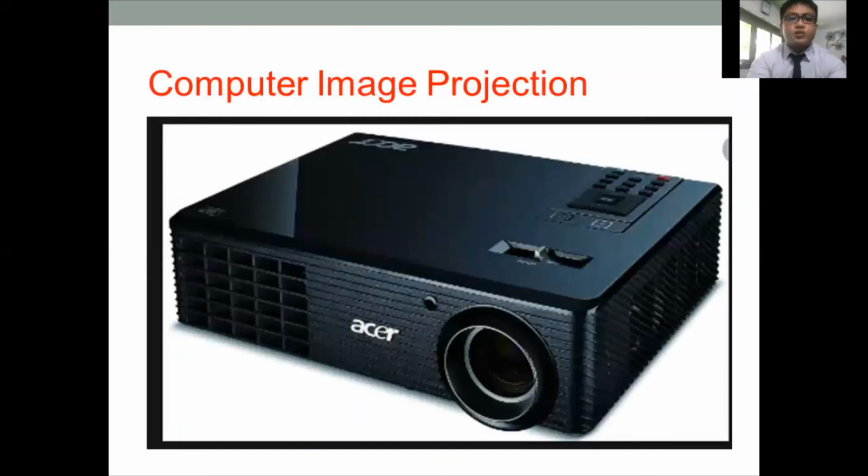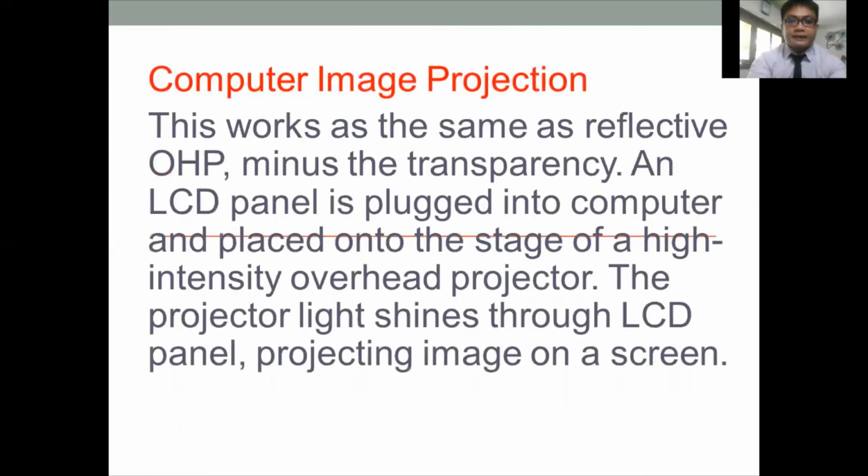The next one, the last but not the least, is computer image projection. This works as the same as reflective OHP minus the transparency. An LCD panel is plugged into a computer then placed onto the stage of a high intensity overhead projector. The projector light shines through the LCD panel, projecting the image on the screen. LCD means liquid crystal display projection. These panels project computer images to the screen. So this is usable nowadays.